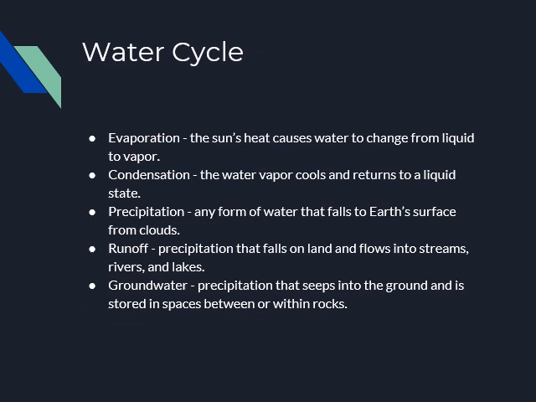Evaporation is the changing of water from a liquid to a vapor, or from a liquid to a gas. Condensation is the opposite. When water vapor cools, the gas returns to a liquid state. Precipitation is when any form of water falls to the Earth's surface from clouds, and that could be rain, sleet, hail, or snow. Any form of water coming from clouds to the Earth's surface is precipitation.